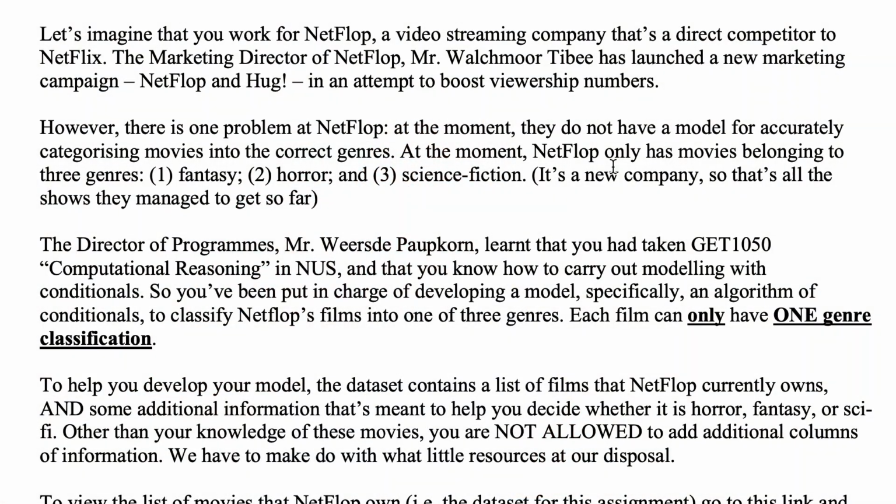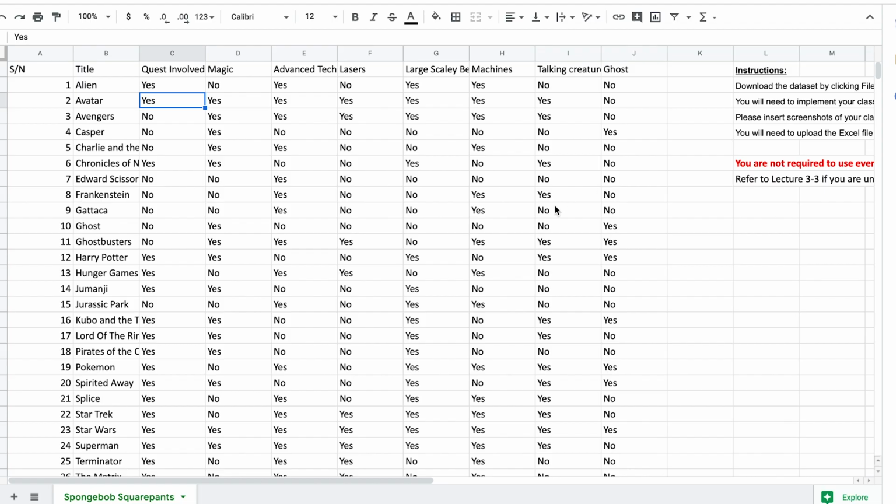The scenario that you're given for this pre-tutorial question is that you have to categorize a set of films for the company Netflix, the floppiest competitor to Netflix. Okay, so we give you a data set, alright? You have a bunch of films, Pokemon, Gataka, Totoro and all that, and we give you some information like there's lasers, got advanced technology, and you're supposed to categorize them into sci-fi, fantasy, or horror.